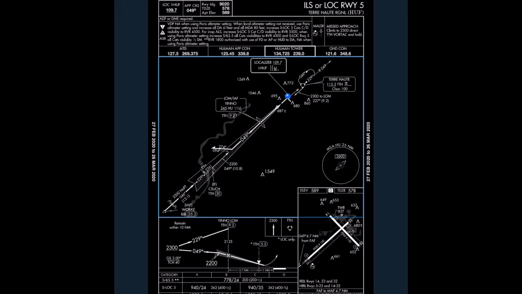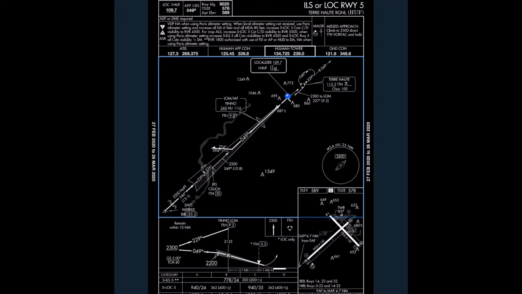So if we're using the ILS, all category minimums for the RVR is 2,400. If we do not have the Paris altimeter setting, we're also going to increase our RVR to 4,500, on top of the increase of 61 feet. So we'll have to increase our decision altitude by 61 feet, and also increase our RVR by 2,000 feet to get us up to 4,500 feet RVR.